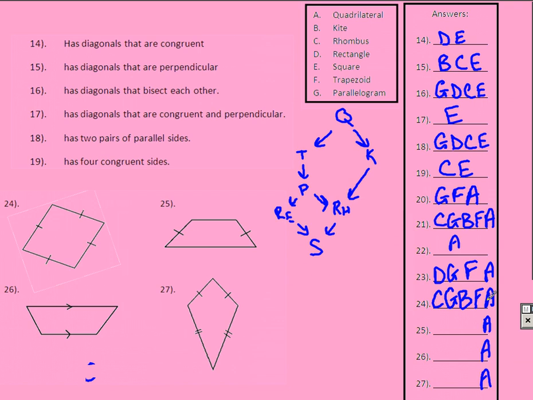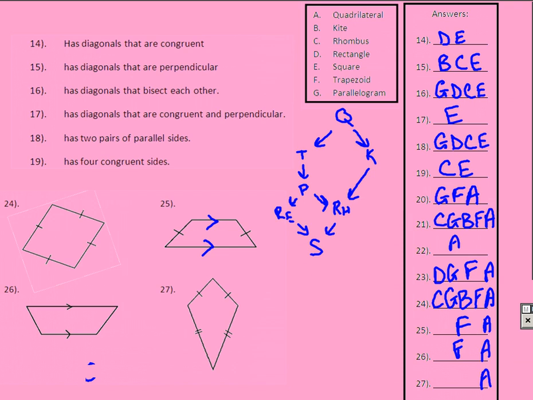25 kind of looks like a trapezoid. However, we don't have any parallel lines being marked, so I can't say it for a fact. So all I have, again, for number 25, all I have for a fact is just A, quadrilateral. Number 26, this one will be a trapezoid because I do have my two pairs of parallel sides. So I will have a trapezoid, and then of course it is still a quadrilateral, so F and A. That should be for number 26, not 25.